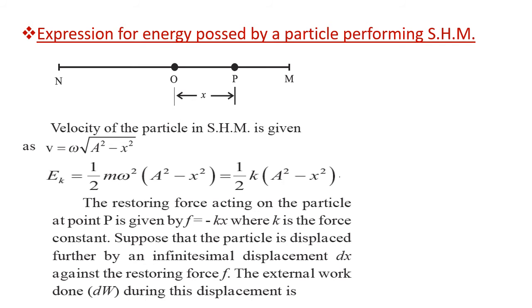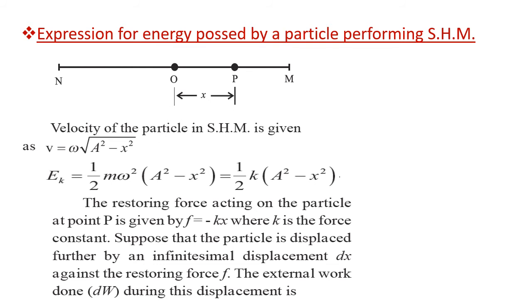Now when we had started the discussion of the chapter, we discussed that m omega square is nothing but k. So when you substitute the value of m omega square as k, we can write the kinetic energy as 1/2 k into bracket a square minus x square. Okay, so this is the expression for kinetic energy.